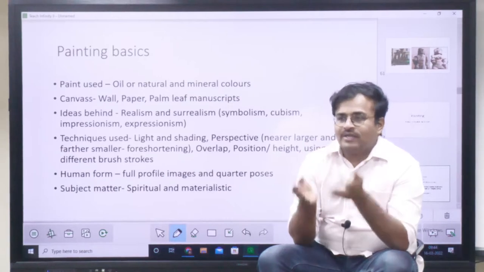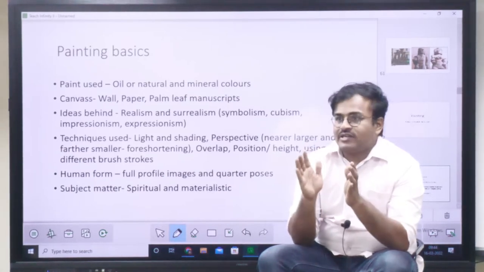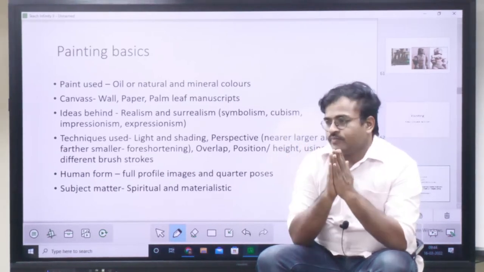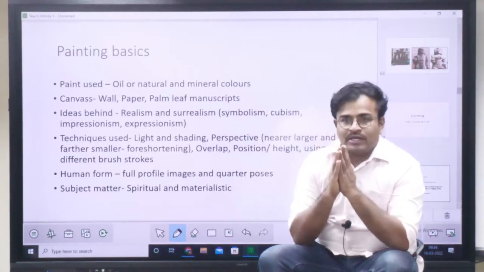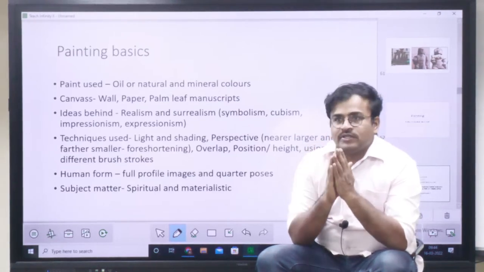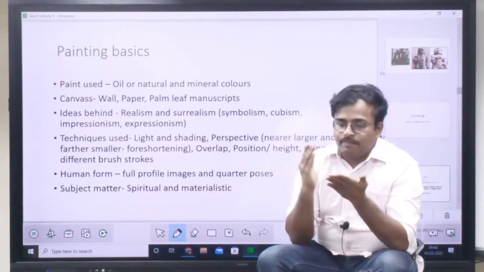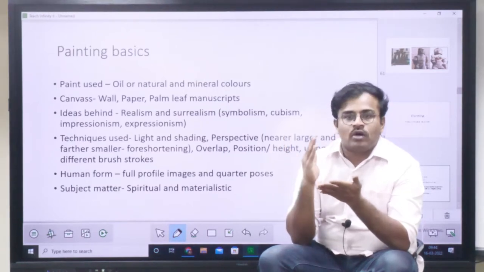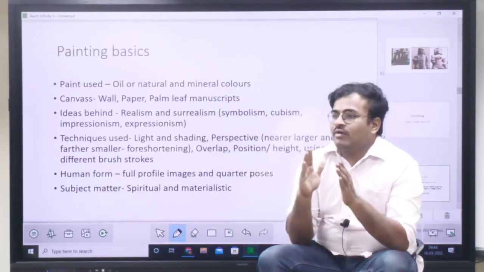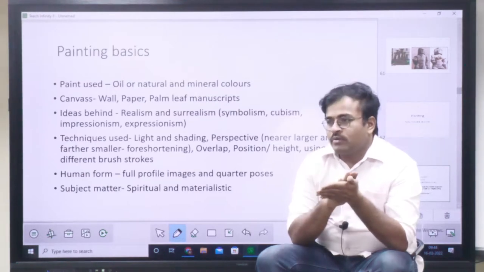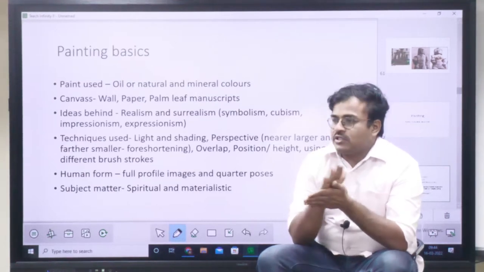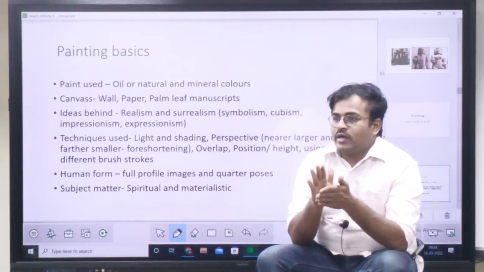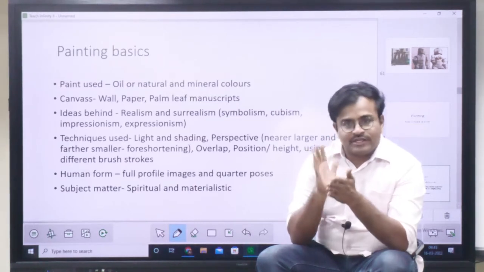The next one is, with respect to the painting tradition, how the images are drawn. That is the next important one. When it comes to drawing of the images, either paper, wall, birch bark or palm leaf, all of them are two-dimensional in scope. So on two-dimensional space, how are you going to draw a three-dimensional object? This is the next question.